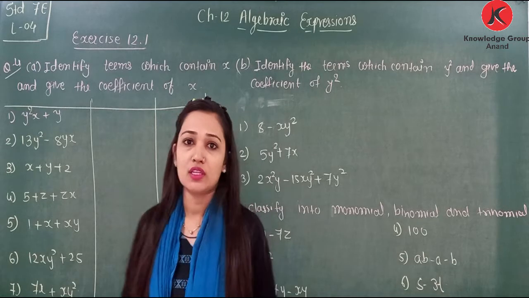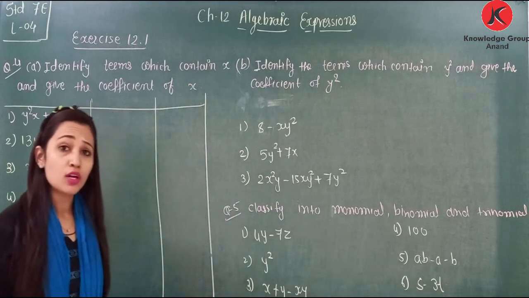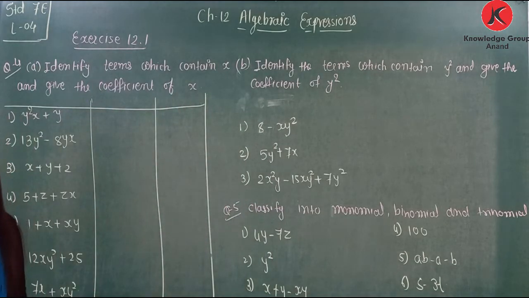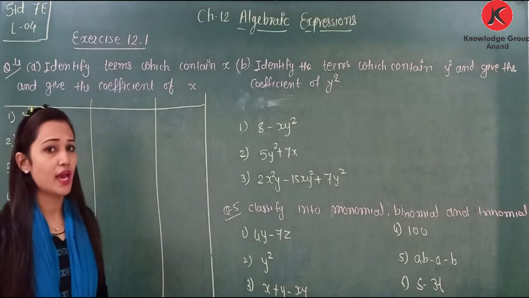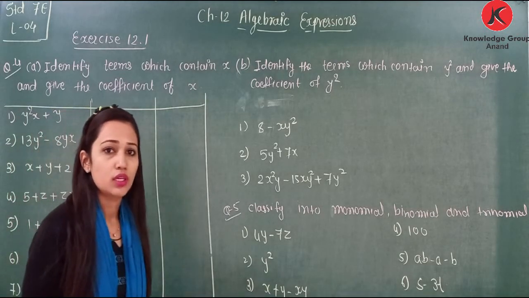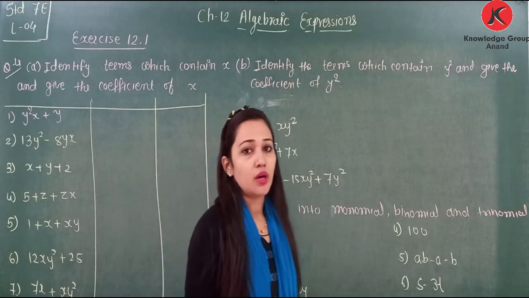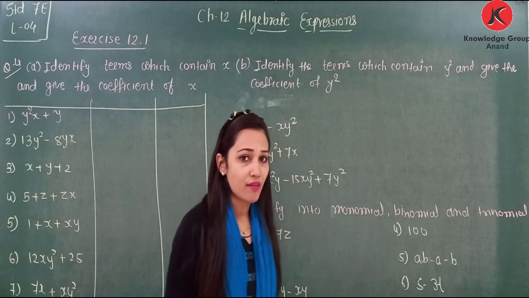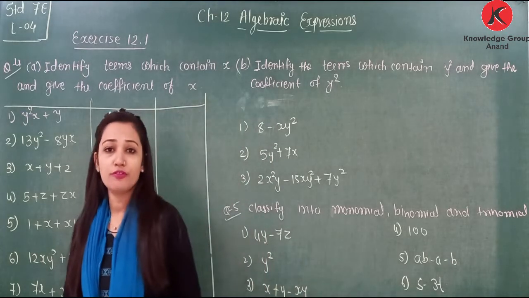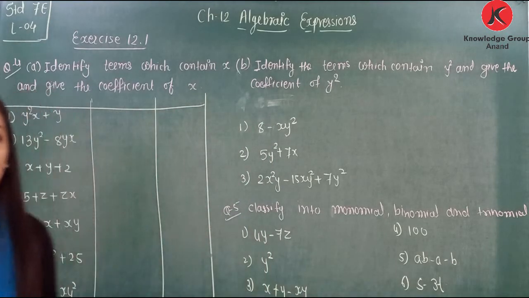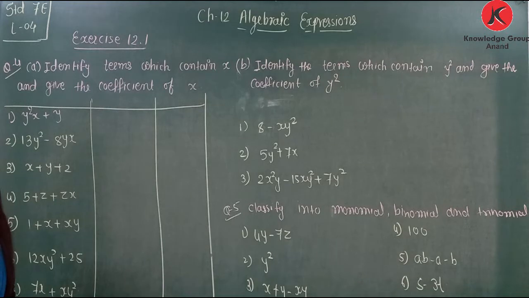For algebraic factors, the power of the algebraic factors must be the same. Meaning, in one term if we have x cube, x raised to 3, and in the second term we also have x raised to 3, then only they become like terms. So power must be the same, algebraic factors must be the same, and we are not concentrating on the numerical coefficient.